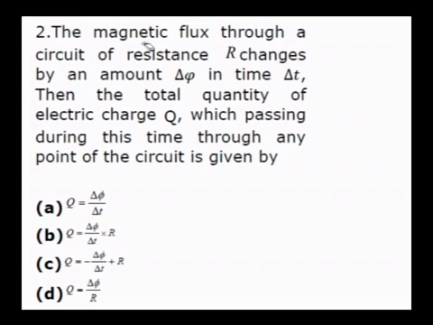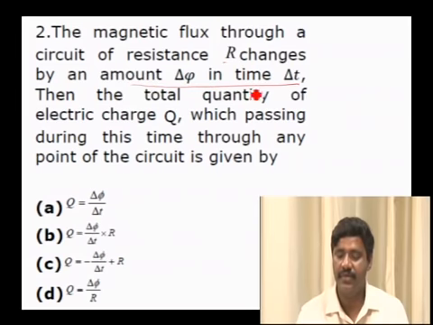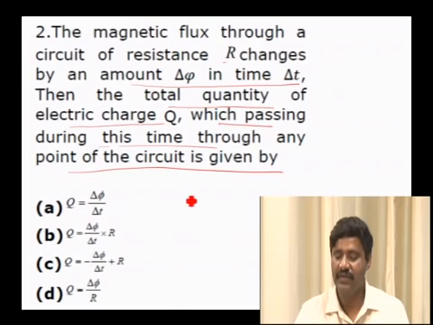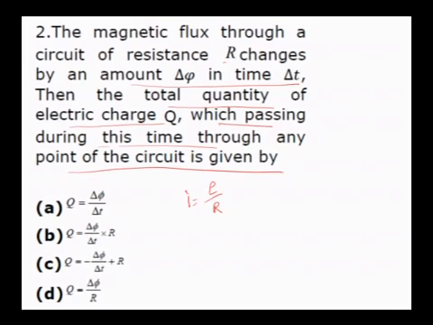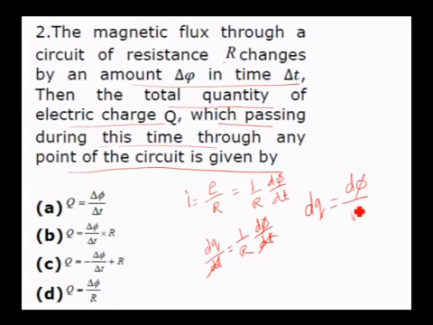Yes, the second question: the magnetic flux through a circuit of resistance R changes by an amount delta phi in time delta t. The total quantity of electric charge passing during this time through any point of the circuit is? I'll explain it here itself. We have an expression for induced current as EMF divided by resistance, which means 1 by R into d phi by dt. But current is also expressed as dq by dt, which is equal to 1 by R into d phi by dt.